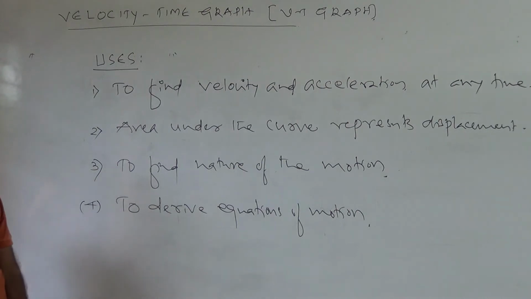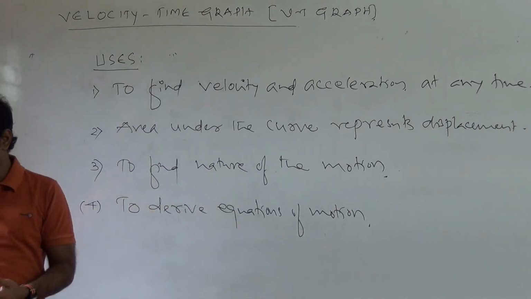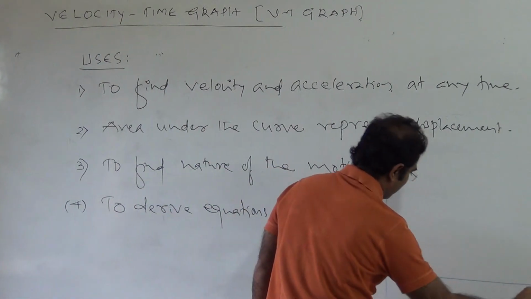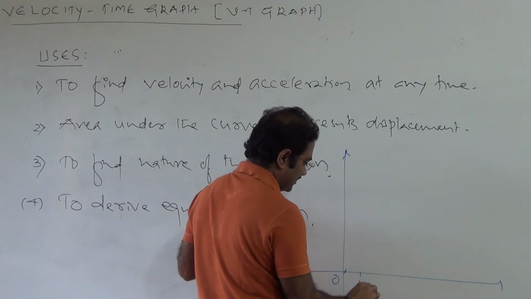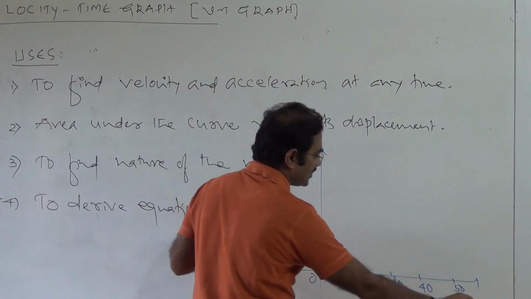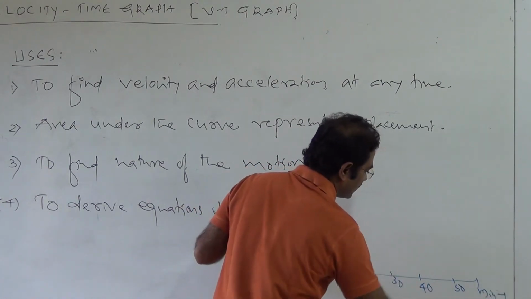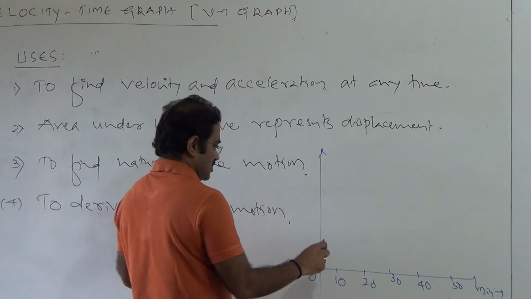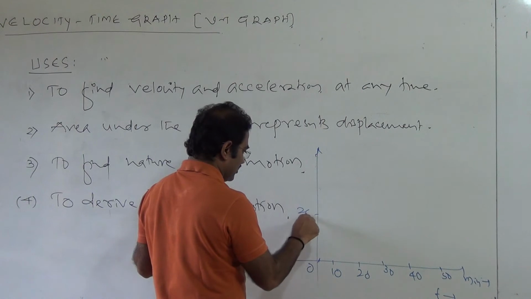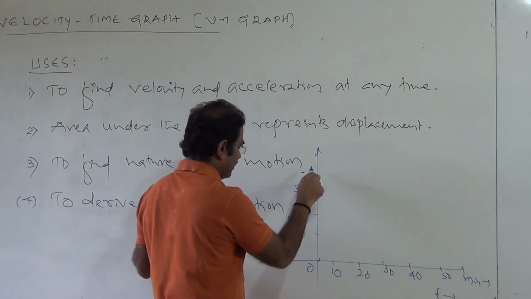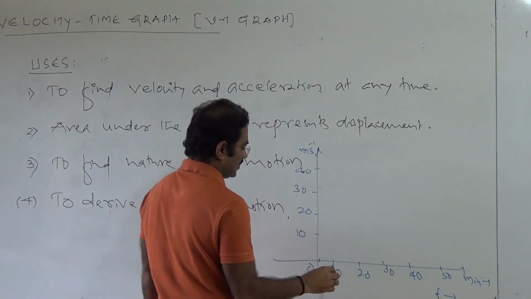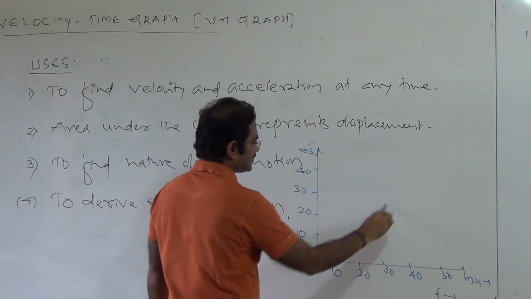To find the velocity and acceleration, I plot a graph of one VT graph. From that we will come to know. See, this is the graph: 10 seconds, 20 seconds, 30 seconds, 40, 50, or you can write in terms of minutes. Okay, this is time. Here I take velocities: 10 meter, 20 meter, 30 meter, 40 meters, meter per second. Suppose the graph is like this.